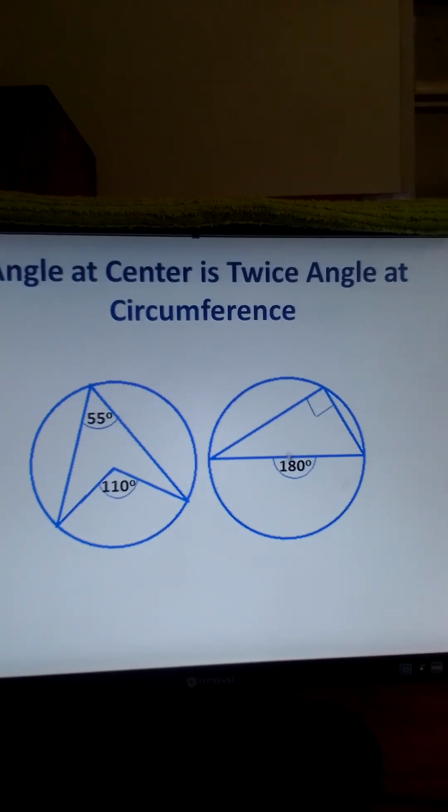Even here, the angle formed at the center is 180 degrees because this is a straight line, and the angle that is formed at the circumference is a right angle. So for the two angles at the center and at the circumference, when they are subtended by the same chord and they lie in the same segment, the angle at the center is twice the angle at the circumference.